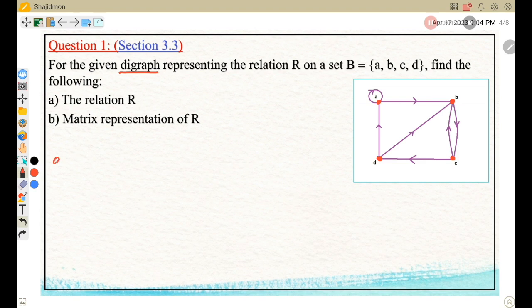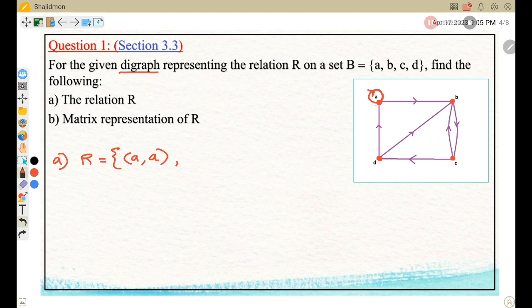So we can answer the first part of the question. The relation R equals, what we are doing, just to check each vertex. What are the edges going from each vertex, first we write. So first we go to the A vertex. At vertex A we have one loop here, correct? That loop means it is starting from A and ending at A. So ordered pair A, A. That is the first ordered pair in that relation, A and A.